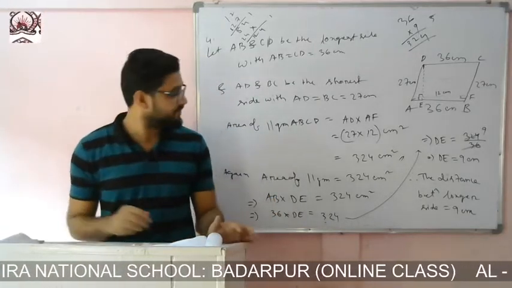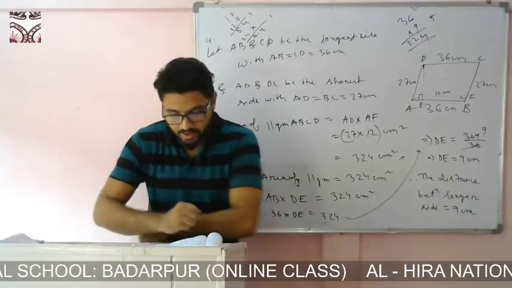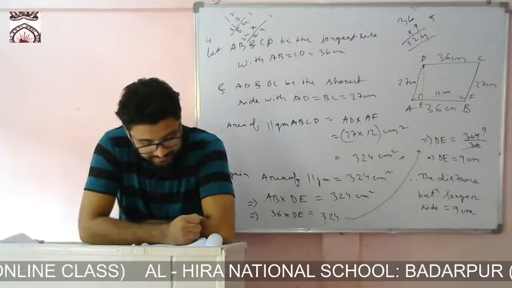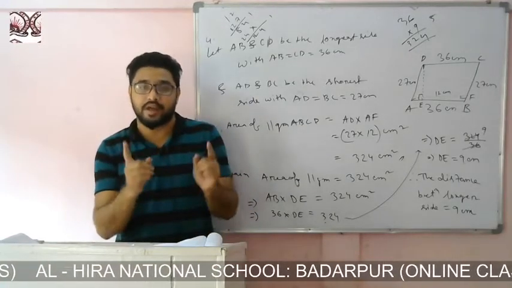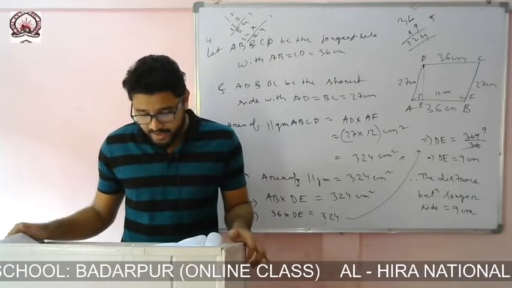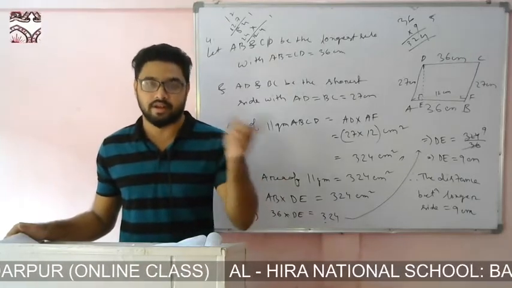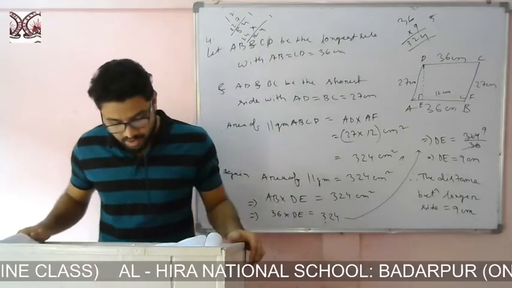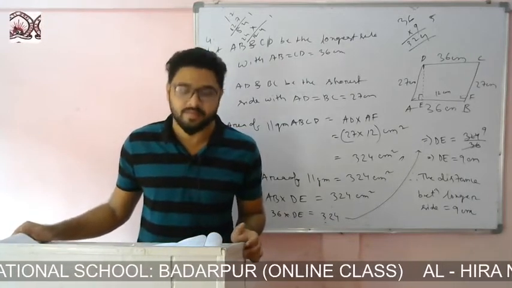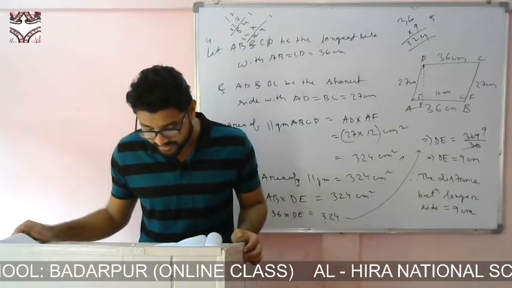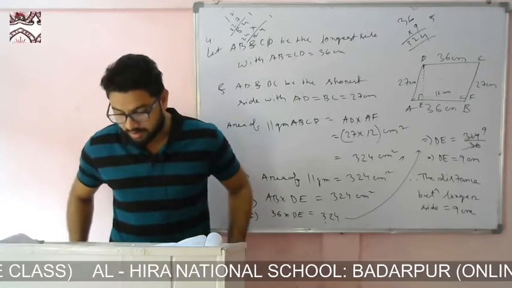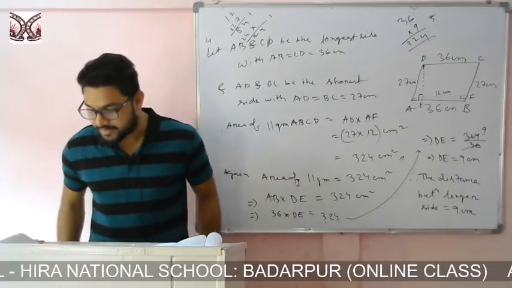Now come to question number 5. The area of a parallelogram and a square are the same. That means the areas of the parallelogram and the square are both the same. If the perimeter of the square is 160 meter, that means the boundary of the square is 160 meter, and the height of the parallelogram is 20 meter. Find the length of the corresponding base of the parallelogram. So how to find the corresponding base of the parallelogram?